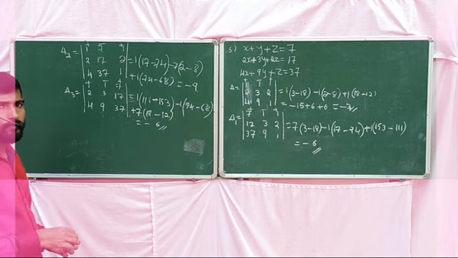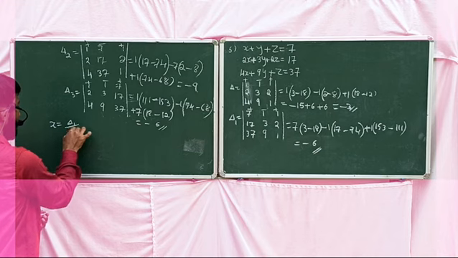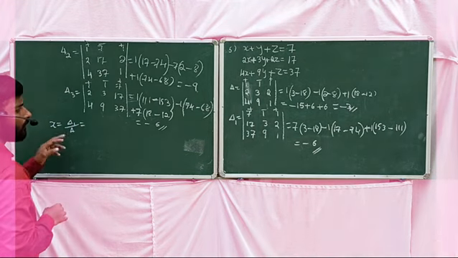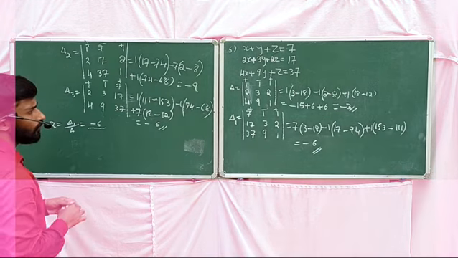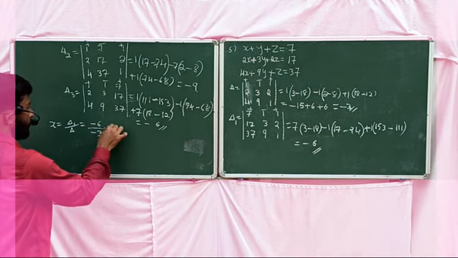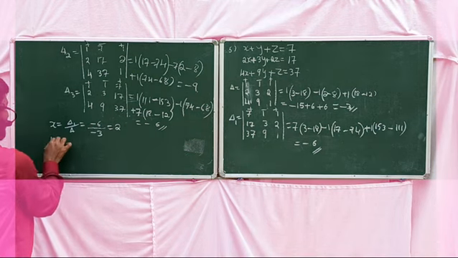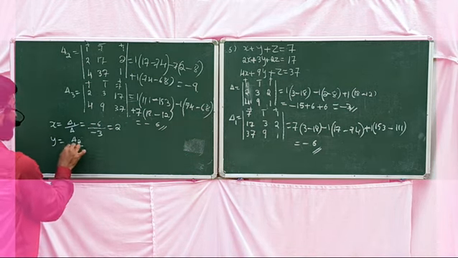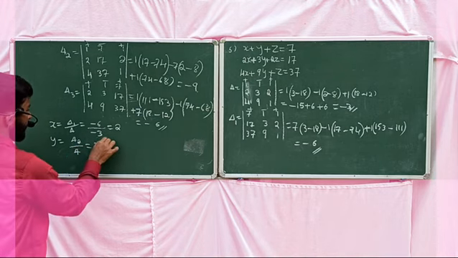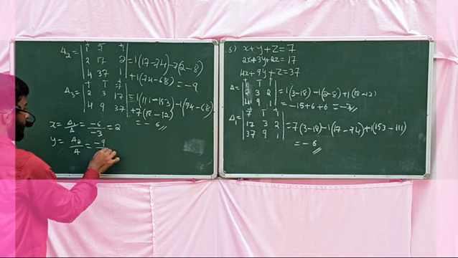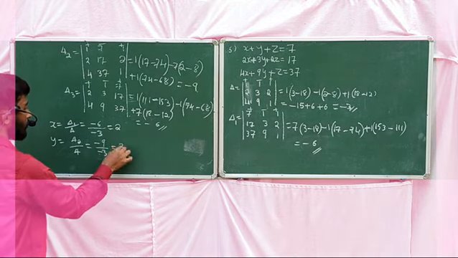Now use the formula, x value is equal to delta 1 divided by delta. Delta 1 value is equal to minus 6 divided by the delta value, which is minus 3. Minus minus get cancelled, 6 by 3 is equal to 2. The y value is equal to delta 2 divided by delta. Delta 2 is equal to minus 9 divided by delta, minus 3. Again minus minus get cancelled, 9 by 3 is equal to 3.